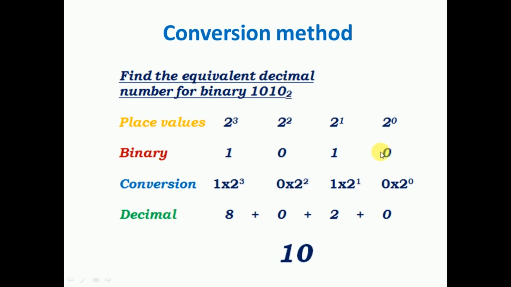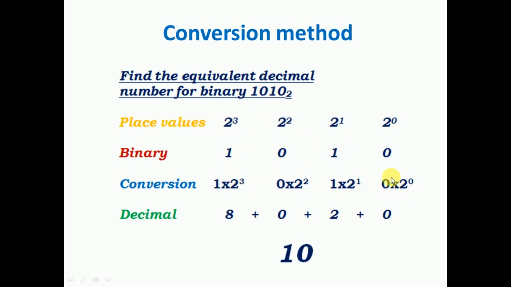The first digit is 0, which is multiplied with its place value, 2 raised to 0. It is 0 into 2 raised to 0. Similarly, the second binary digit is 1, multiplied with 2 raised to 1, so it is 1 into 2 raised to 1. Similarly, 0 is multiplied by 2 raised to 2, it is 0 into 2 raised to 2. And 1 is multiplied by 2 raised to 3, it is 1 into 2 raised to 3.